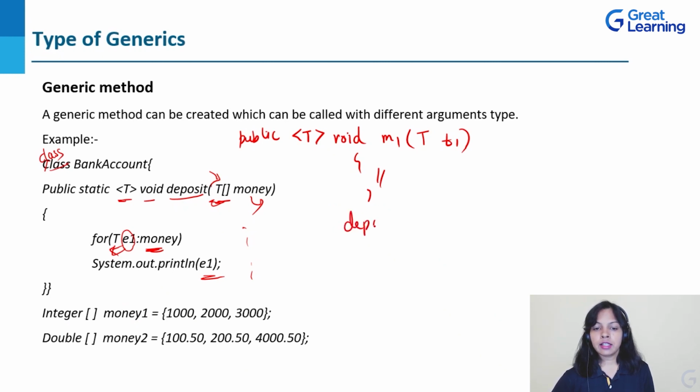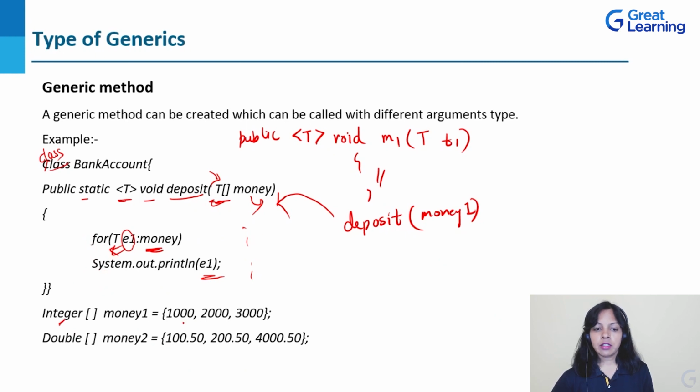So directly I'll write the deposit method without any object because it is a static method. So deposit, and while calling it, I should pass here money1. It will call this deposit method, okay? And then this T will be replaced with type integer because this money1 is of type integer.